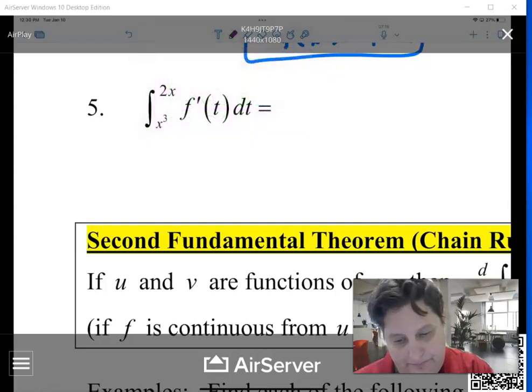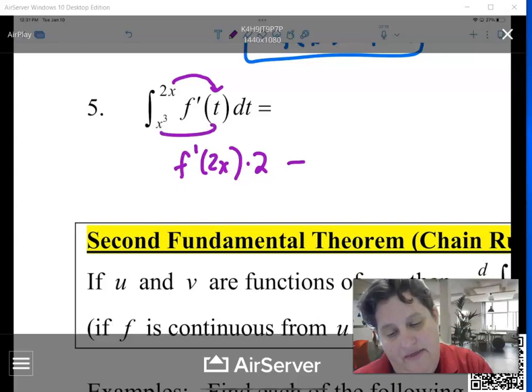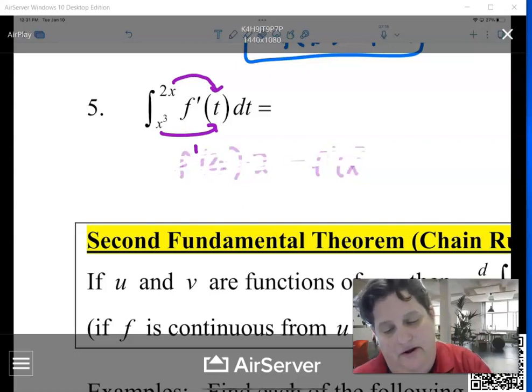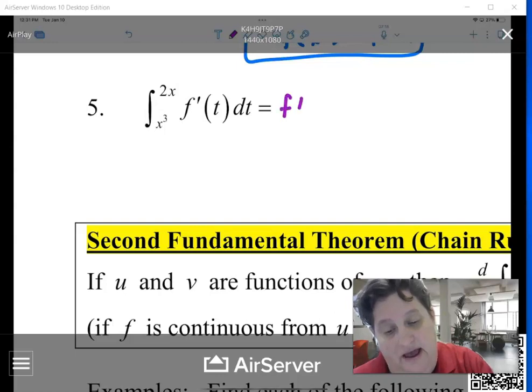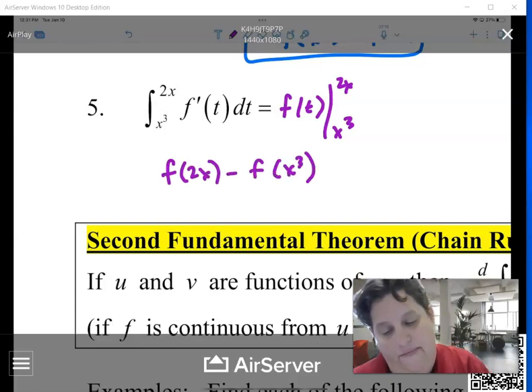So this one would be f prime of 2x times 2. This one would be f prime of x to the third. Oh, this is just having me do the integral. I'm sorry, you guys. Okay, so let's integrate this. That gives me f of t evaluated from 2x to x to the third. So it's f of 2x minus f of x to the third.